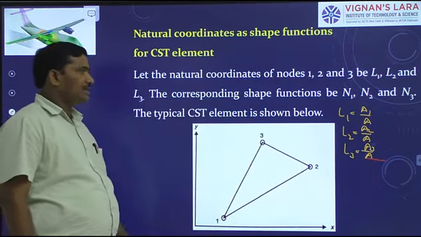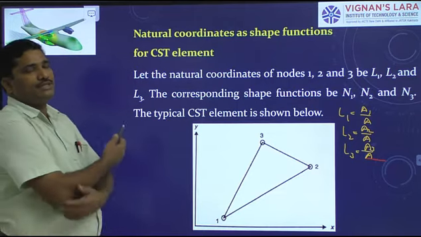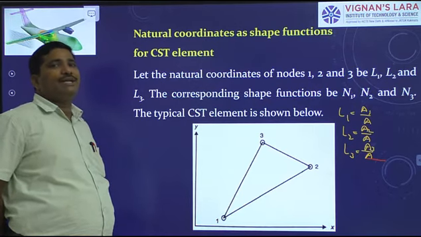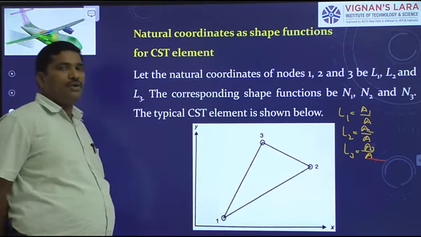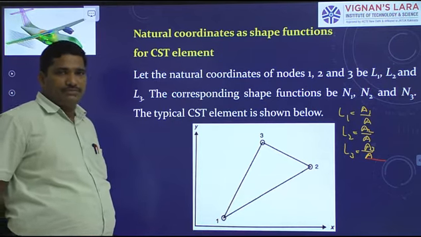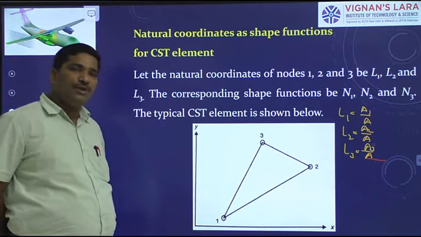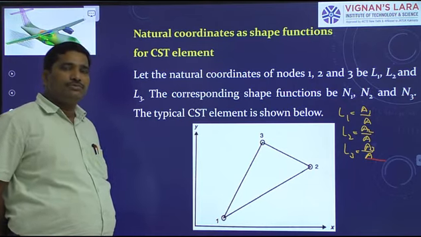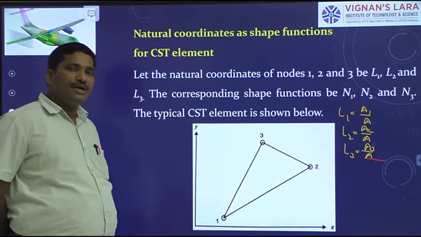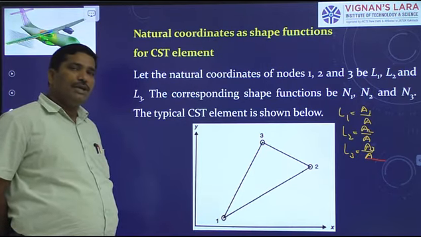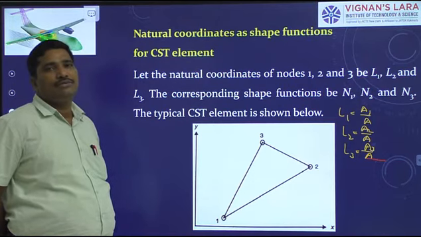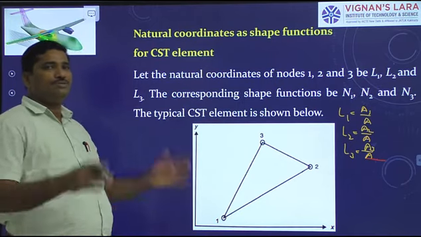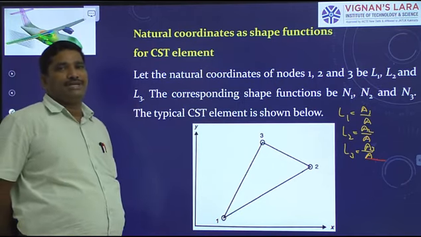In previous class, we derived the natural coordinates L1, L2 and L3. They were found to be area coordinates. Therefore, L1 is unity at node 1. At the same node, L2 and L3 are zeros. L2 is unity at node 2. L1 and L3 are zeros at the same node. L3 is unity at node 3. And the other two natural coordinates are zeros at the same node. This is what we have learned in the previous class.